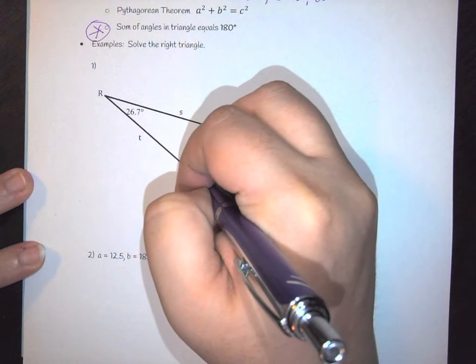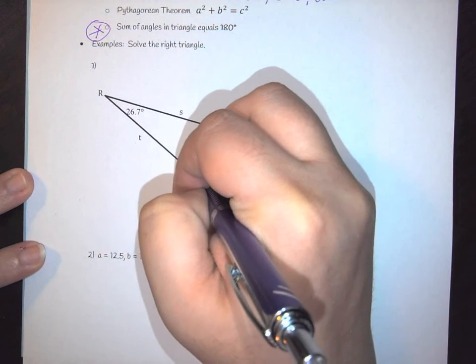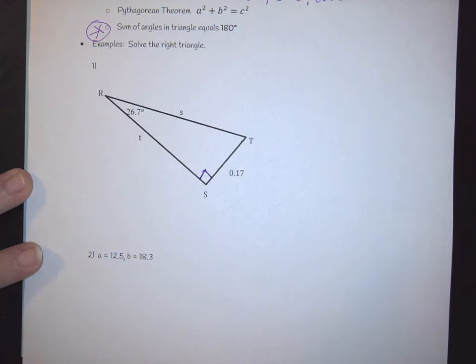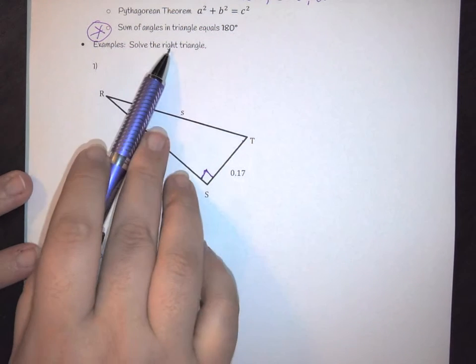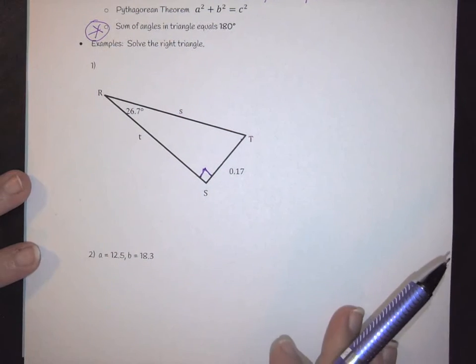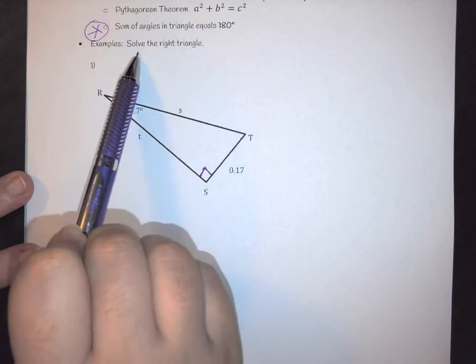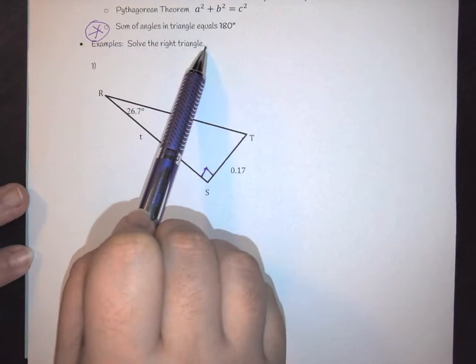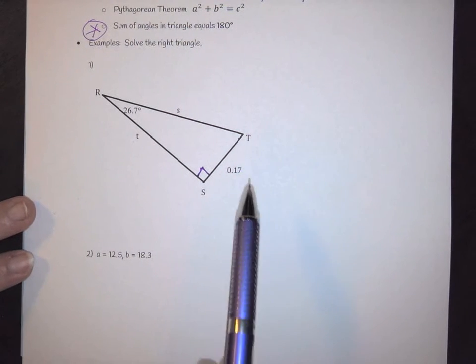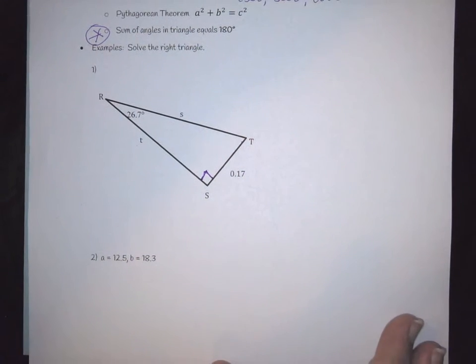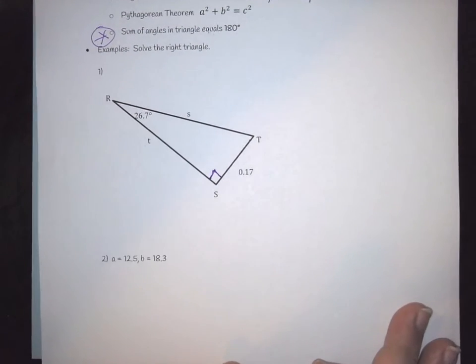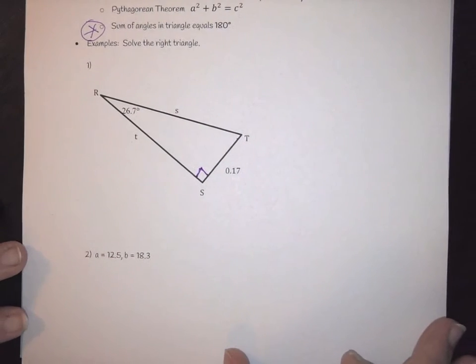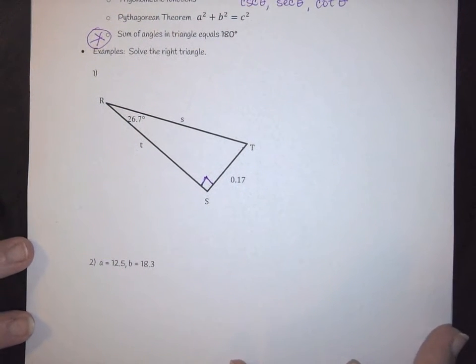But I have to go ahead and assume that this is going to be the 90. The reason I'm assuming that is because my directions tell me that this is a right triangle. If your directions don't say that this is a right triangle, then trying to make this assumption is a very tricky assumption to make. So just be careful and read your directions very precisely.